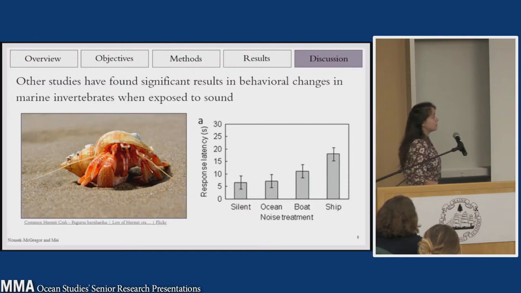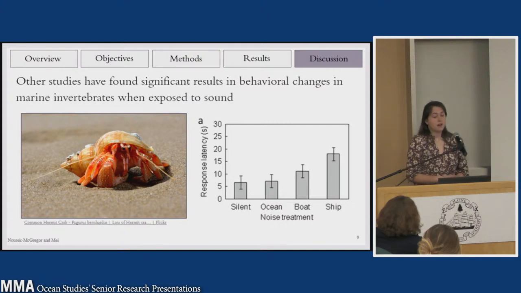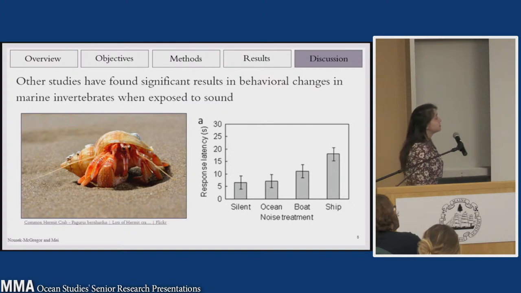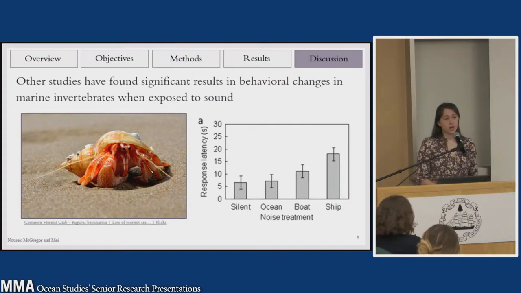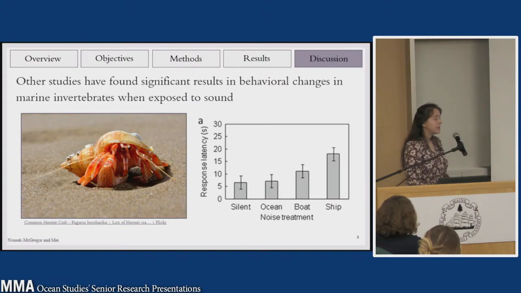So when diving into similar literature, I found that my study didn't replicate the results of other investigations. For example, in 2019, Tidau and Briffa investigated the impacts of shipping noise on the common European hermit crab, Pagurus bernhardus, that you see on the left. Now, they did find significant results when they subjected these hermit crabs to playbacks or recordings of shipping noise. They used 6 different playbacks of shipping noise, and they also played their noise at a decibel level of 119 decibels, where I only played mine at approximately 90.